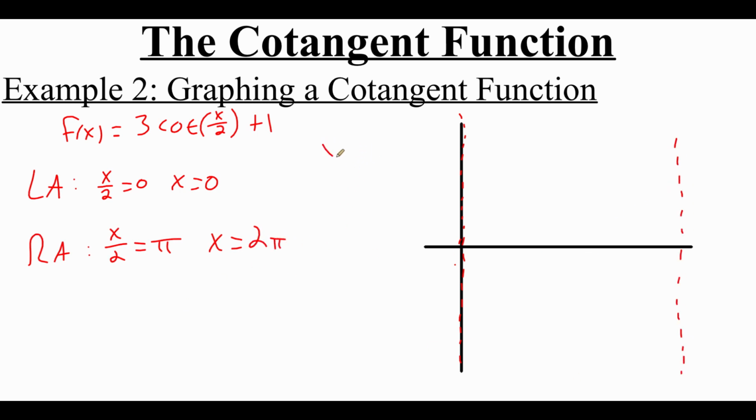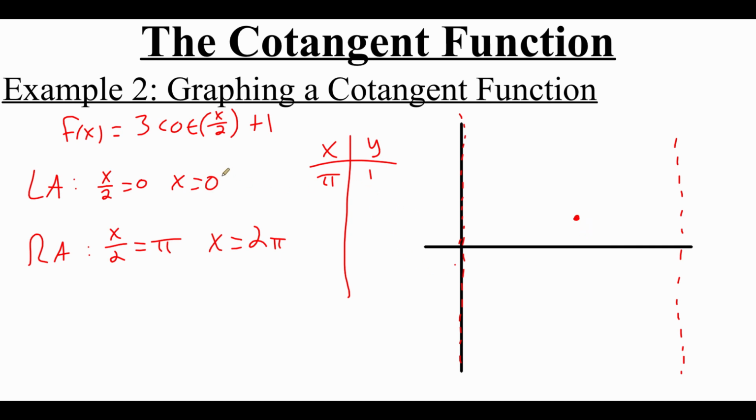Now I want to get some x and y values to be able to plot out on my graph. So halfway between 0 and 2 pi is pi. When I plug in that x value, the first thing I have to do is divide it by 2. So pi divided by 2 is pi over 2. The cotangent of pi over 2 is 0. Times 3 is still 0, but then I have to add 1. So at pi, I'm at 1. So halfway in the middle, I'm up at 1.